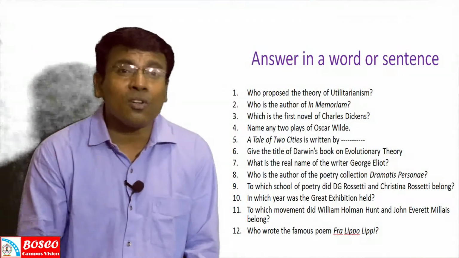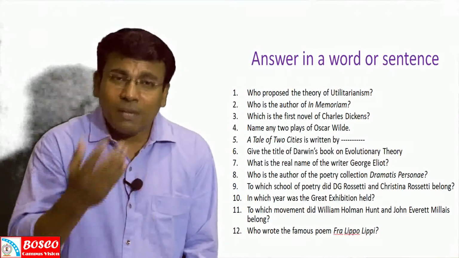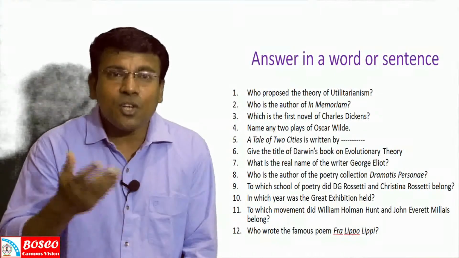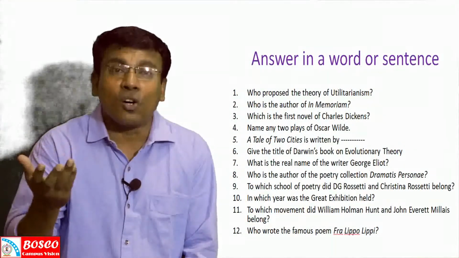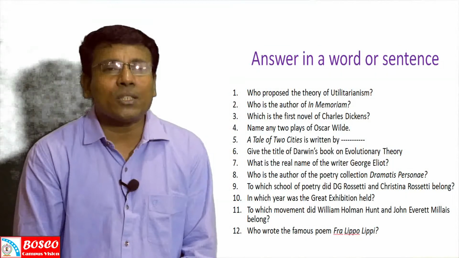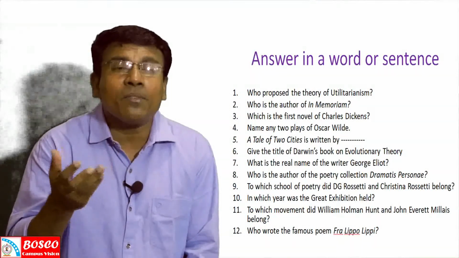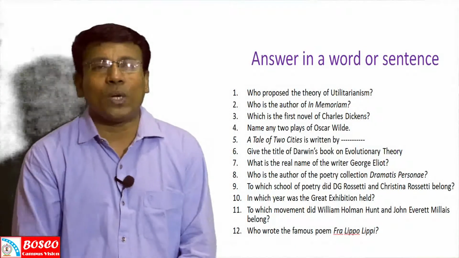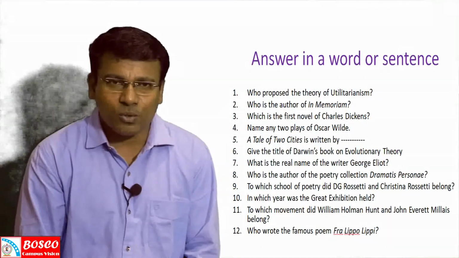Now we have had a lecture on the Great Exhibition. 11th question, to which movement did William Holman Hunt and John Everett Millais belong? The 12th question, who wrote the famous poem Fra Lippo? So these were one-word or one-sentence questions which were asked in the university.